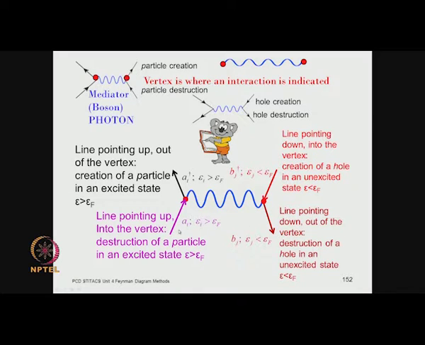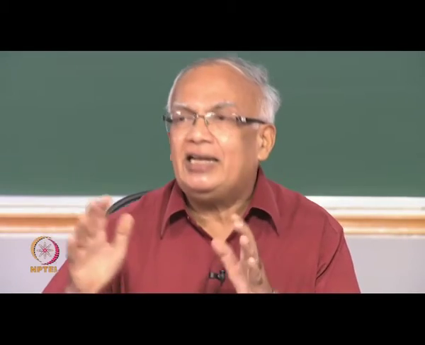So, it is important whether it is an arrow pointing upward or downward, and it is important whether it gets into the vertex or gets out of the vertex. Different single particle excitations are represented by these arrows having different meanings, and they all refer to particle creation and destruction and nothing else, and that is exactly what the electron correlation is doing.